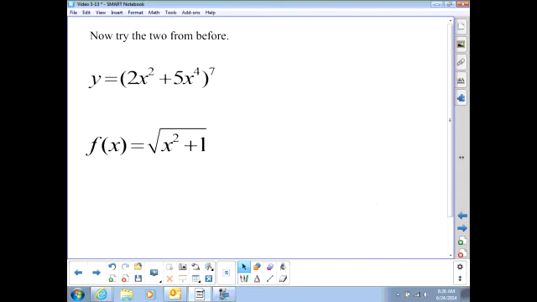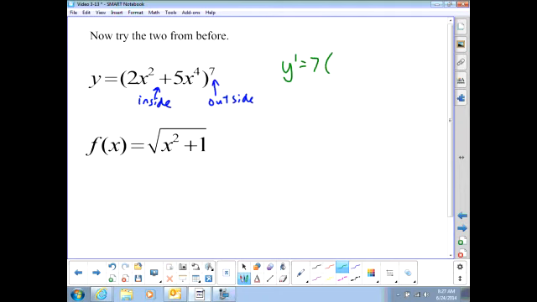Okay, now we'll go back to the examples that we saw before, that we needed a chain rule. Our outside will be something raised to the 7th, just a regular power rule. And our inside will be the 2x squared plus 5x to the 4th. So we'll get that y prime is equal to, we'll do our outside function derivative first. So just a 7 comes out front. Keep the inside the same, now raised to the 6th.